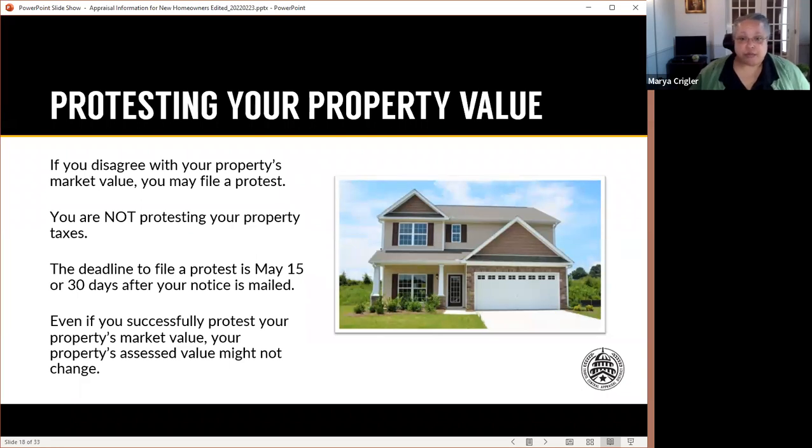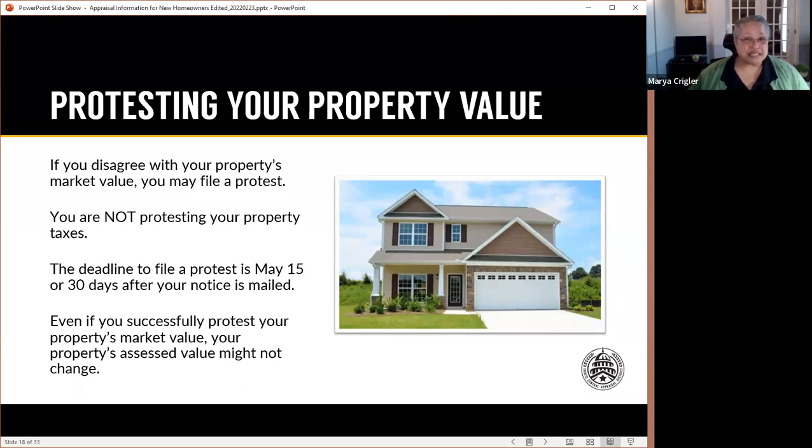You can also protest your property value. So if you disagree with the market value that we put on your notice, you can file a protest with the appraisal district. There's a protest form included with your notice of appraised value, and you can mail that form in, or even quicker, you can do it online and file your protest online. It's important for you to remember that you are protesting the market value, because that's all that the appraisal district does is determine the market value.